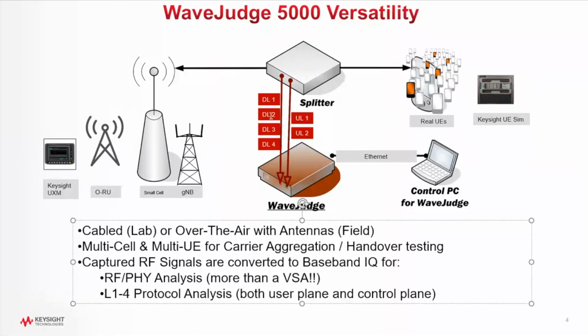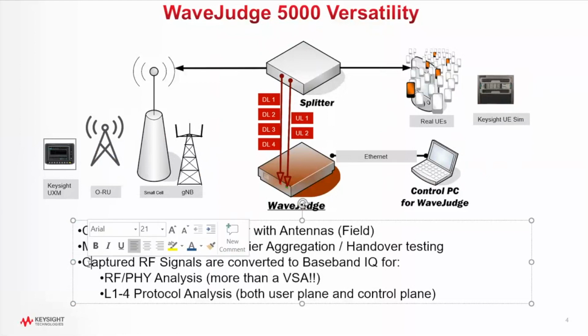So here I have a depiction of multiple downlinks and multiple uplinks. And what that is indicating is MIMO schemes. For example, if the base station is sending 2 downlinks for 2x2 MIMO, the WaveJudge will capture both of those downlinks, 4x4 MIMO, 8x8, etc., and the same in the uplink. So the WaveJudge does not have a limitation about the number of MIMO layers. So once the WaveJudge does the RF collection, all of that information is sent to the PC for analysis.